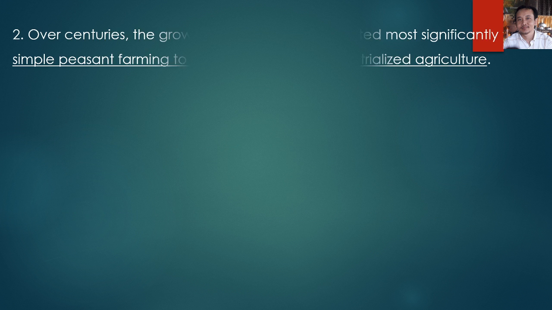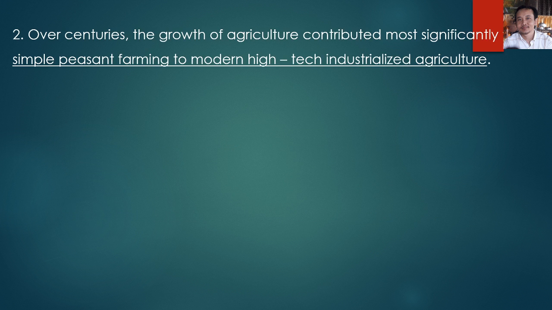Over centuries, the growth of agriculture contributed significantly, from simple peasant farming to modern high-tech industrialized agriculture, to the rise of the world's civilization. This is from simple peasant farming to modern high-tech industrialized agriculture.